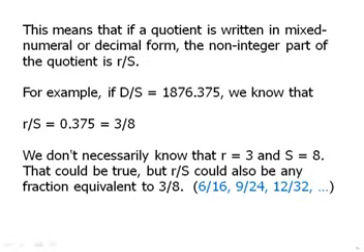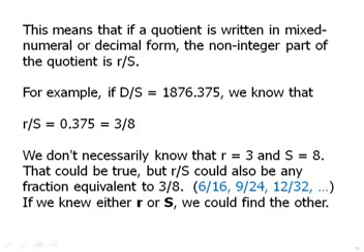It could be that we have a remainder of 3 and a divisor of 8. That could be true, but R over S could also equal any fraction equivalent to 3 over 8. So it could be 6 over 16, 9 over 24, 12 over 32, etc. So all we have here is ratio information. We know that the ratio of R over S equals 3 over 8. And if we knew either the remainder or the divisor, we could find the other.